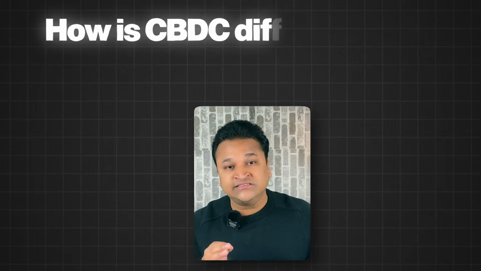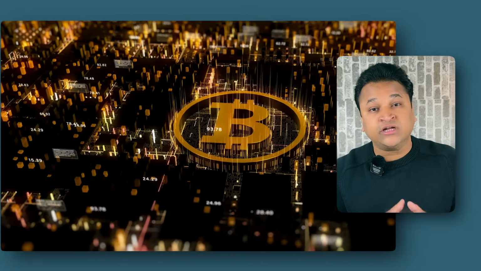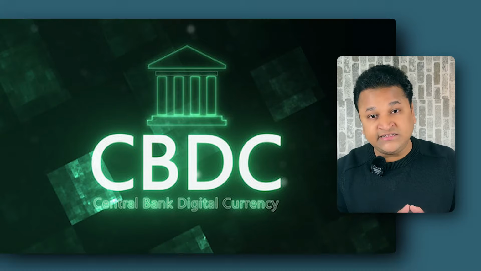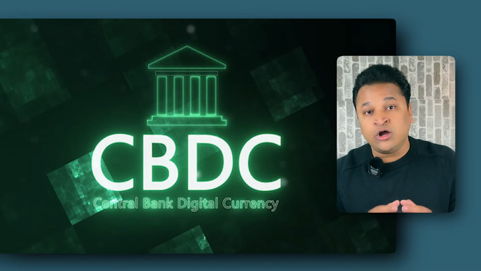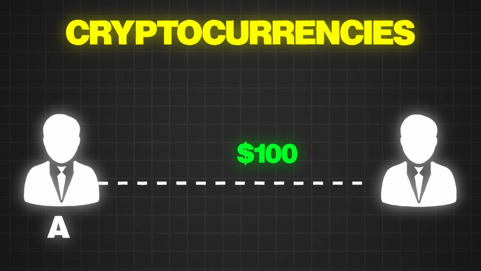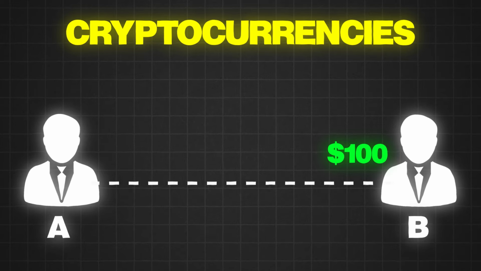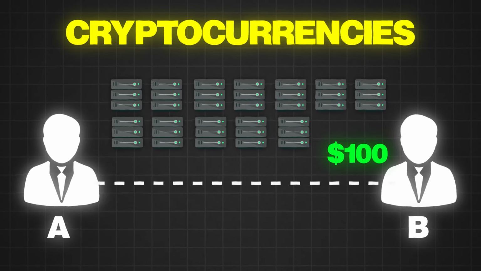The second big question many people have is how CBDC is different from cryptocurrencies. Cryptocurrencies like Bitcoin use a distributed ledger, while CBDCs will have a centralized ledger owned by the Federal Reserve. Let me make this very simple. With cryptocurrencies, when a person A pays $100 to person B, this transaction record is stored simultaneously on multiple servers across the internet.